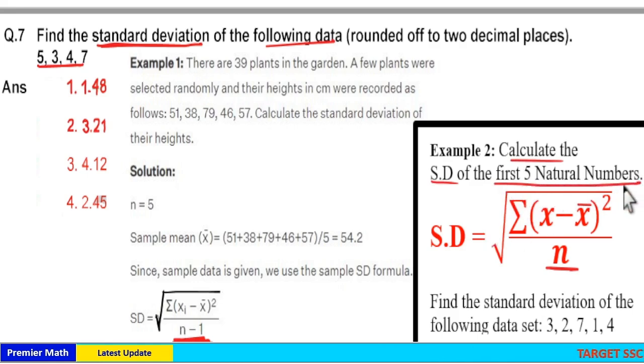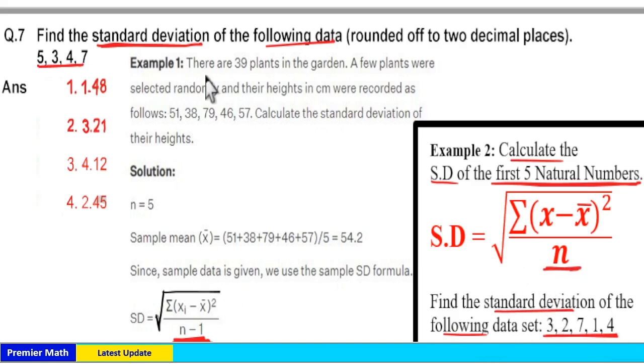Here, the first 5 natural numbers means 1, 2, 3, 4, 5. So, you have data of the entire population. Then, you should use n in the denominator. And the second example is, find the standard deviation of the following data set: 3, 2, 7, 1, 4. And here, this is the whole population. So, you should use n in the denominator.